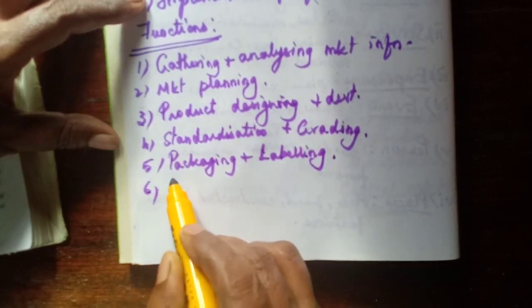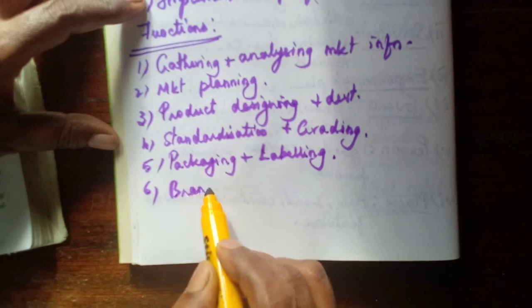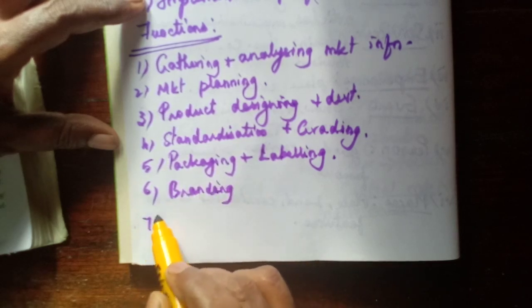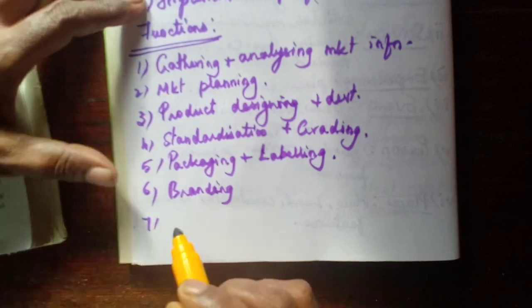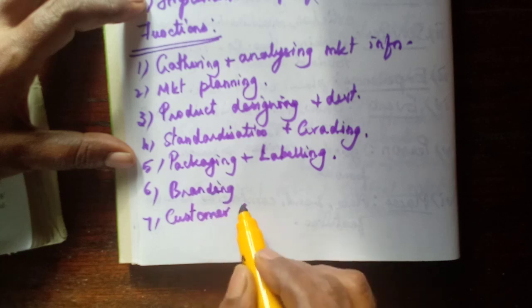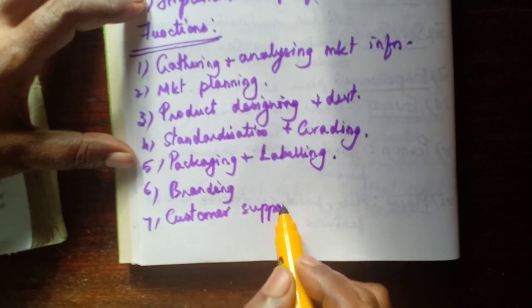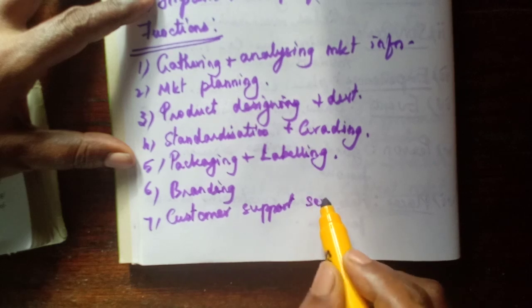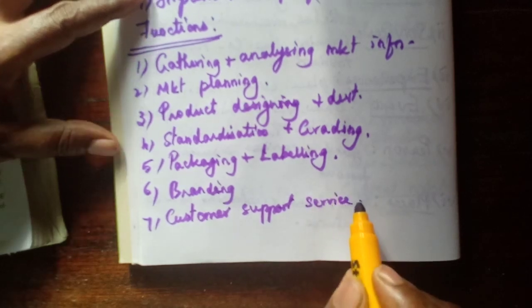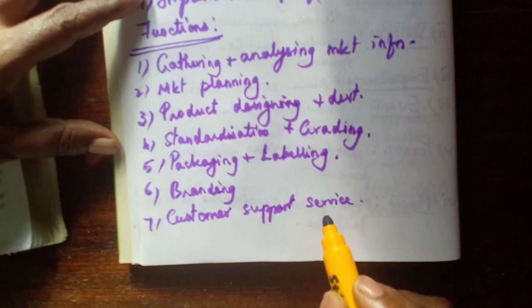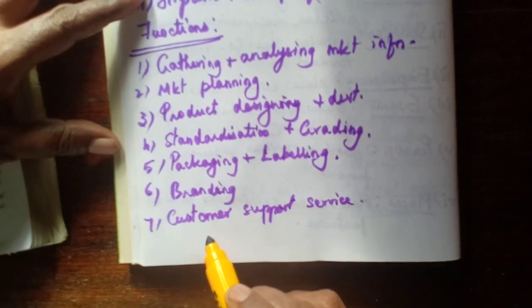Then branding, branded products, the branding is there. Then customer support service, that post selling service will be done, isn't it? If that particular product has any defect, it will be serviced freely. That is customer support service.